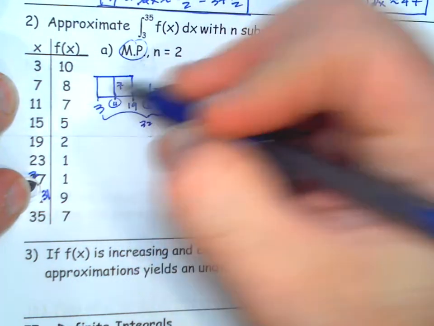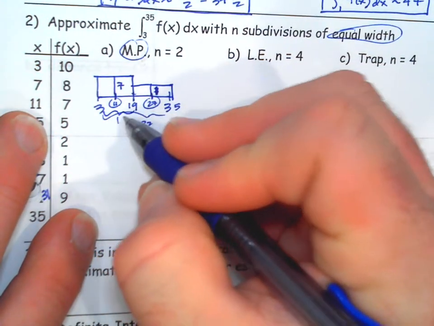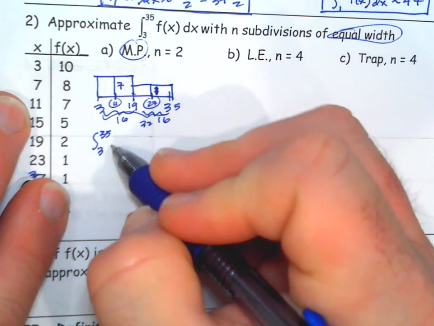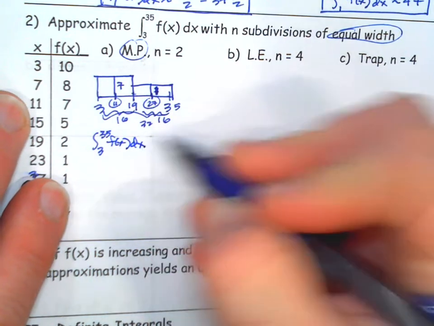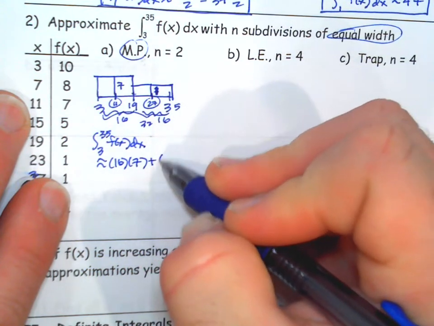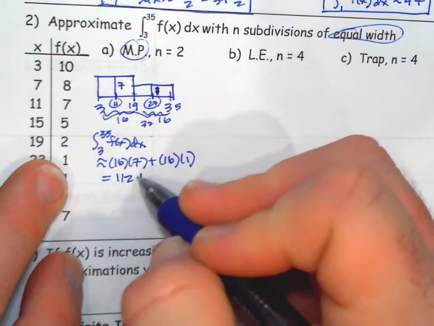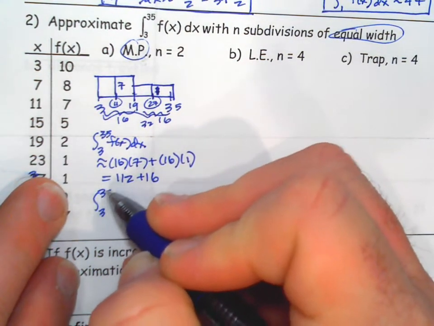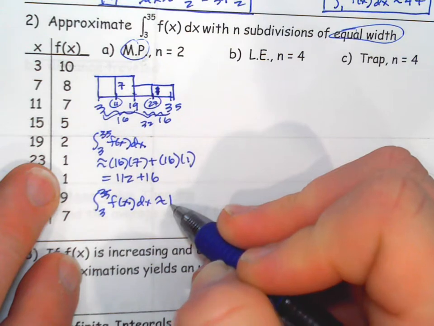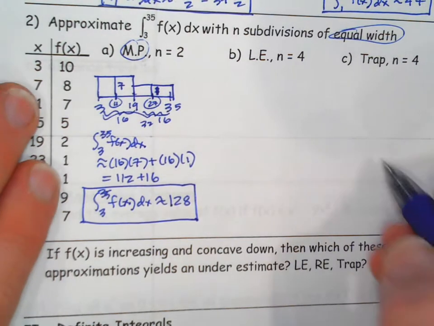And these are going to be the heights of your rectangles. The bases are 16 each. So the integral from 3 to 35 of f of x dx is approximately base 16 times height 7, plus base times height, 16 times 1. So that's going to be 112 plus 16. And so the integral from 3 to 35 of f of x dx is approximately 128. There you go. Next one.